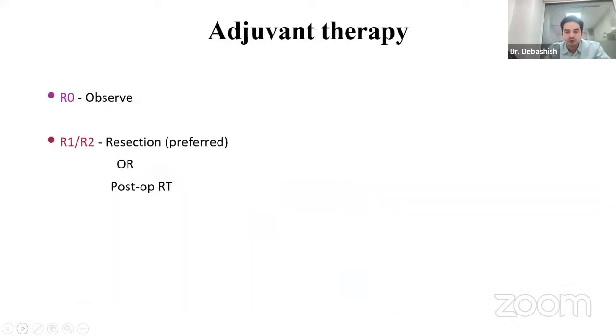So if we talk only about the early stage lung cancer, that is stage 1, there is no role of any adjuvant therapy. However, in a situation where there is an R1 or an R2 resection, if there is scope for revision surgery, that should be preferred. If the revision surgery is difficult or challenging, then post-operative radiation should be added. Next slide.